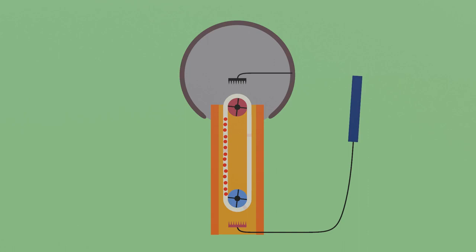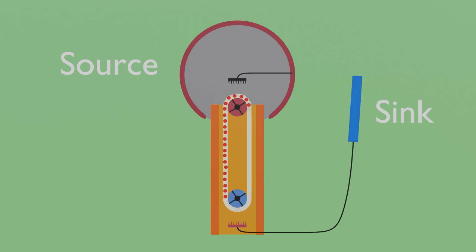Overall, the Van de Graaff generator acts as a pump, transporting electrons from a source to a sink and creating a large potential difference in the process. Each time we see a spark, the dome gets replenished with electrons and the process starts all over again.